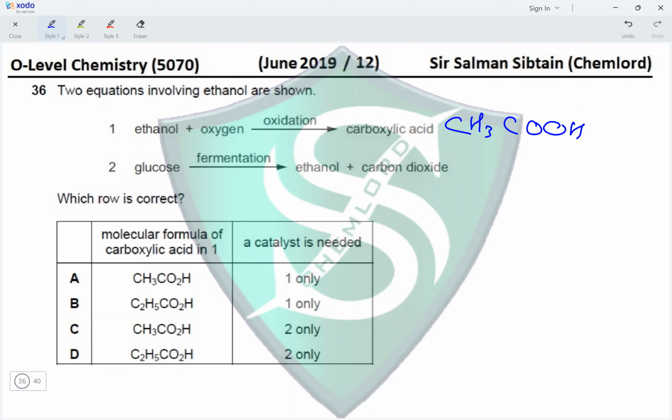The molecular formula of the carboxylic acid in reaction one is supposed to be CH3COOH. Options A and C have the correct formula. B and D have been eliminated. And it says a catalyst is needed in one only or in two only. So a catalyst is not needed for oxidation, whereas yeast as a catalyst is required in the fermentation of glucose. Therefore, the second reaction requires the catalyst, making option C the correct option for this question.